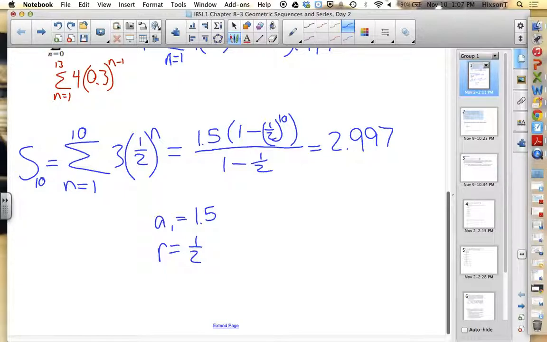Okay. This is 1.5 divided by 1/2, which is 3. So 3 times almost 1 should be almost 3, right? So it makes sense. Yes, Ellie? Why is it 1.5 not 3? Because you have to actually plug in the 1. So you have to actually multiply it that first time.